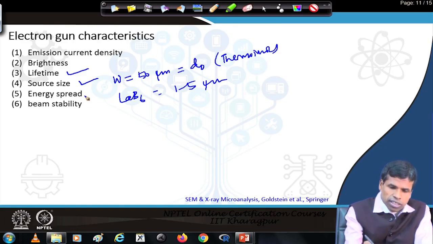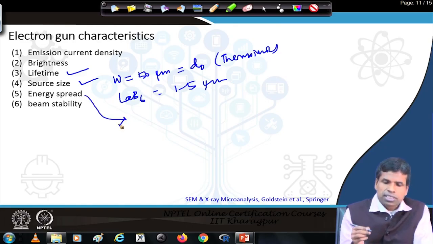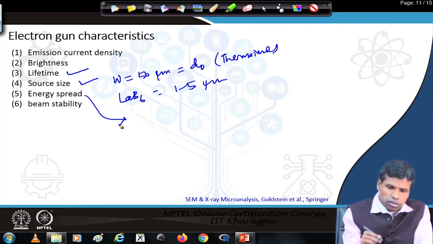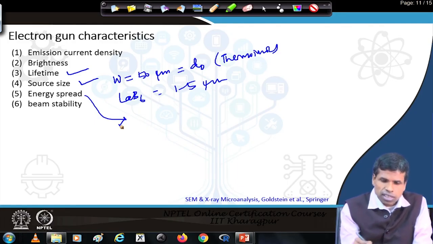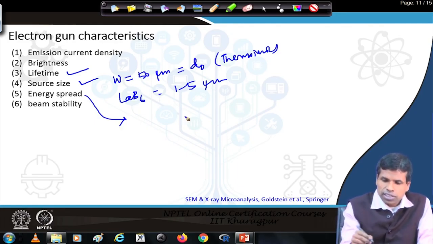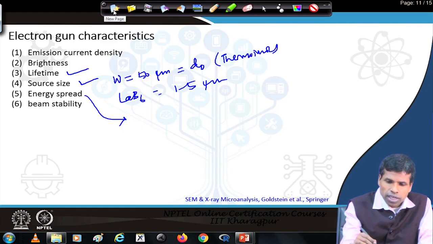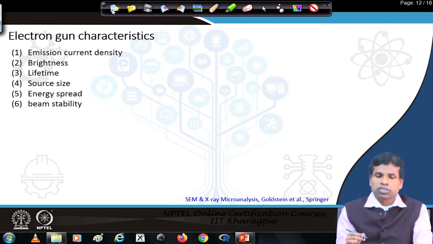Then energy width, we have discussed, energy width is much smaller for field emission gun as compared to other guns. Beam stability, field emission is not that good, but other guns have higher beam stability. So these are the main electron gun characteristics which will play important roles in the performance of a microscope.